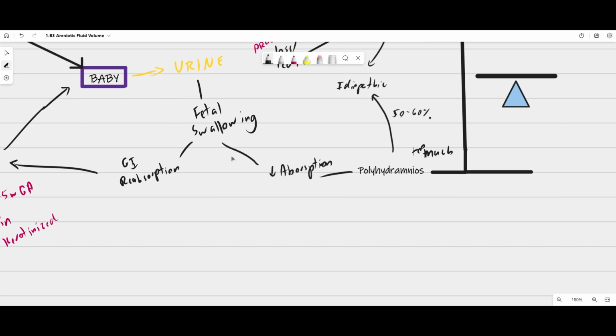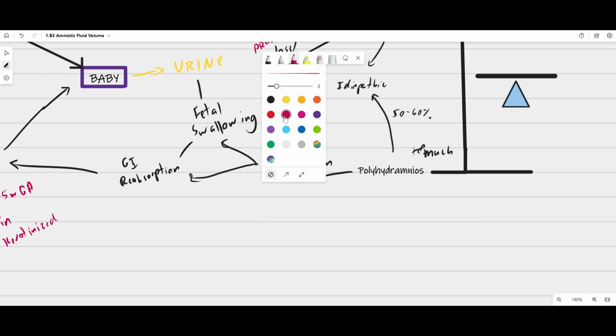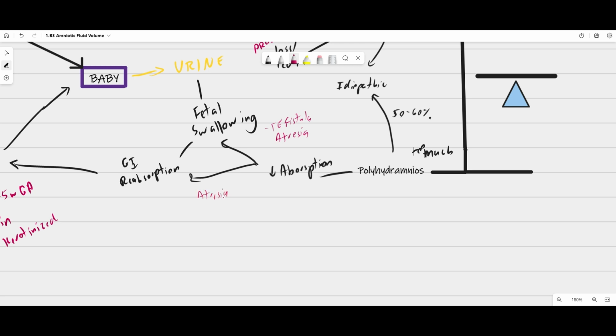So let's just connect these a little bit. So problems here, so fetal swallowing. So just think about our GI tract where we get all the way at the top. So we have things like TE fistulas or esophageal atresia. So anything up there that's going to cause problems swallowing. Then we have our GI problems like your other atresias, duodenal atresia is a good one. So anything along that abdominal tract that's going to cause some type of obstruction, where it's not going to be able to absorb.